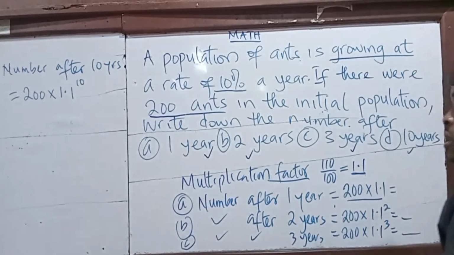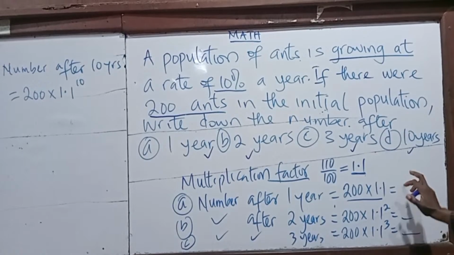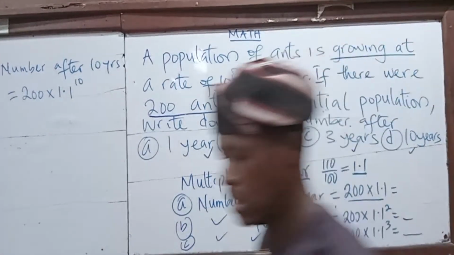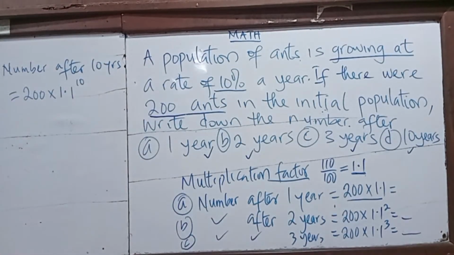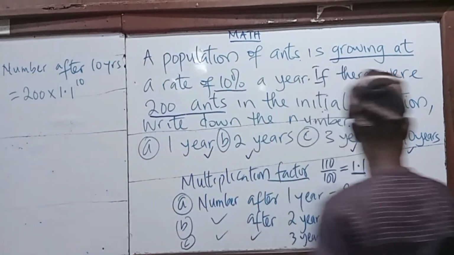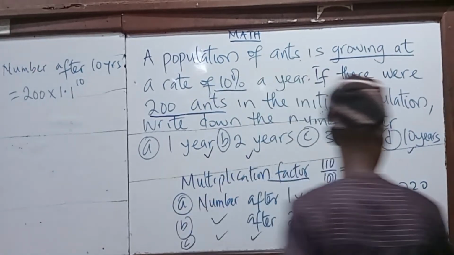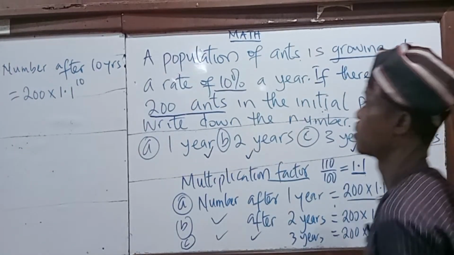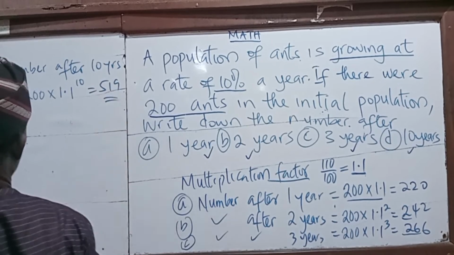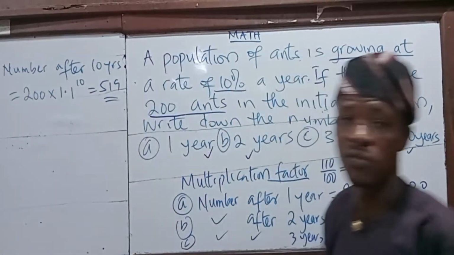Okay, so that's that on this question. Let's get these values on the calculator. The first one is 220, then 242, and 266.2. And the last one, so that's what we have for that question.